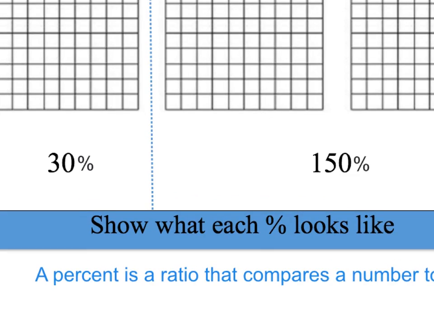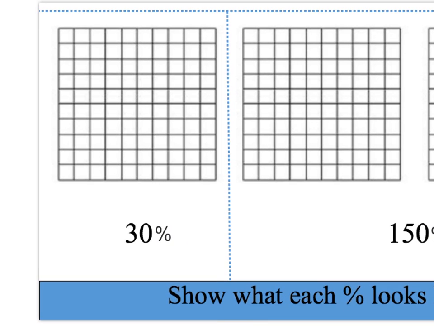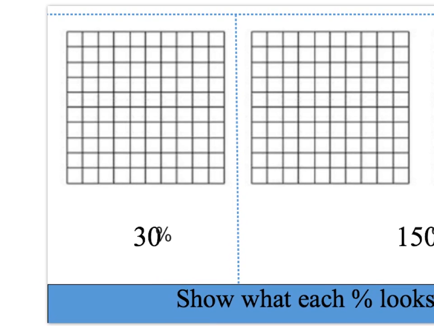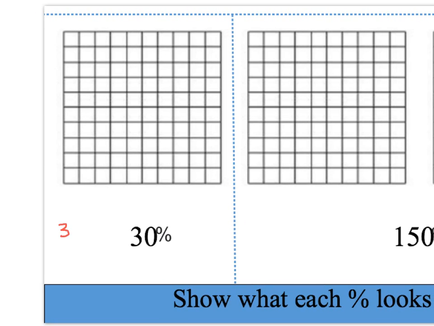So let's go ahead and zoom in on our first part of our key concept, and let's discuss 30%. Since we said that a percent is a ratio that compares a number to 100, I can write 30% as 30 over 100. So I want to visually show you what 30 over 100 or 30% looks like.